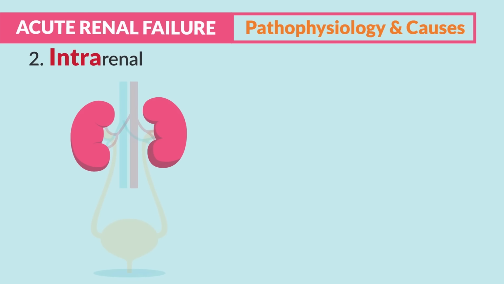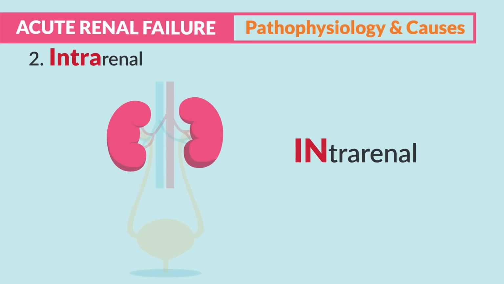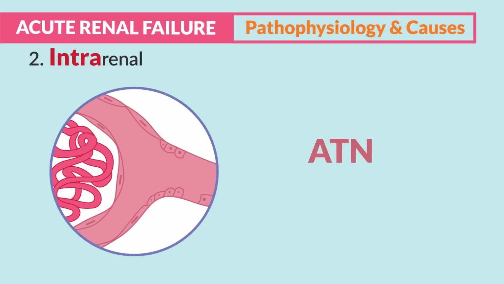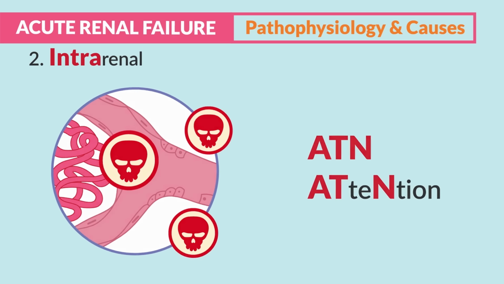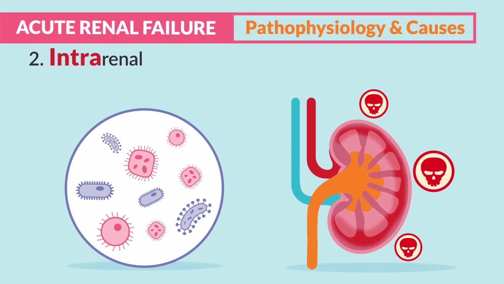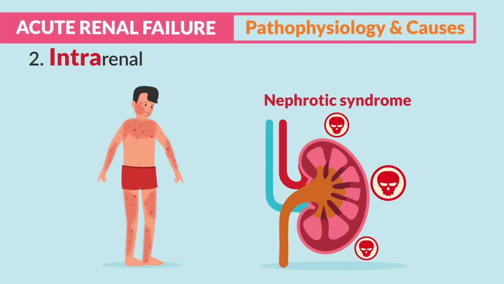Next, we have intrarenal, that direct damage inside the kidney itself. Again, think intrarenal for inside the renal. Now, this is far more serious because it's more intense with intrarenal. Now, it's also referred to as ATN, acute tubular necrosis. So just think ATN requires immediate attention. Now, typically it's caused from infections resulting from glomerular nephritis or even autoimmune diseases like lupus, where the body attacks itself, resulting in nephrotic syndrome, which we cover both in a separate video.